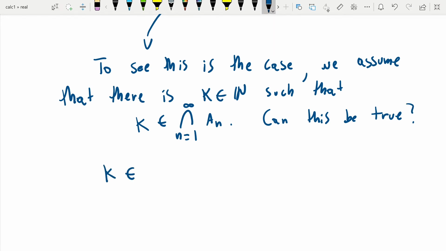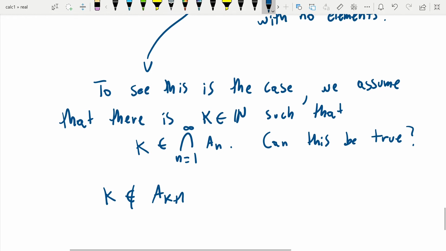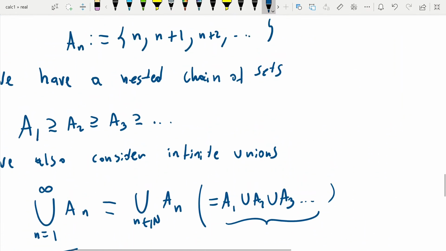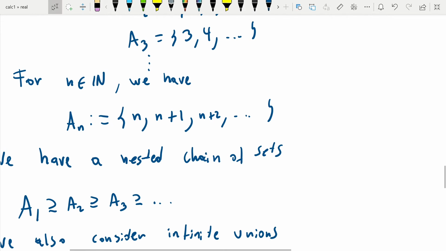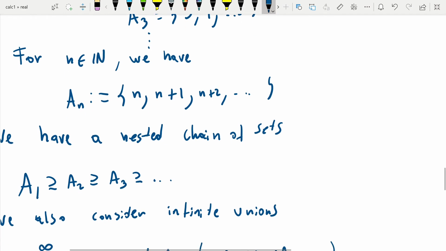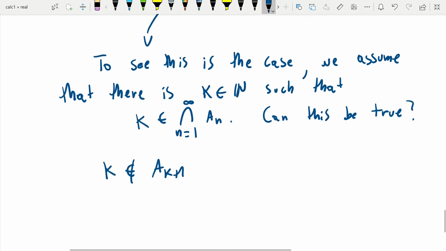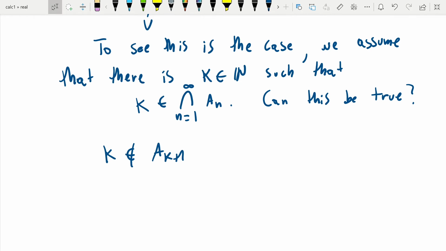Actually, k does not belong to a sub k plus 1, because remember that a sub k plus 1, if we go back, consists of all the numbers starting from k plus 1. So k plus 1, k plus 2, k plus 3, etc. So it doesn't contain k in particular. So if k doesn't belong to a sub k plus 1, then it certainly does not belong to the intersection, because it should belong to all of the a sub n's in order to belong to the intersection.